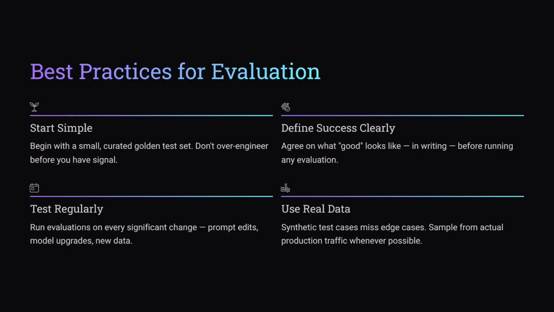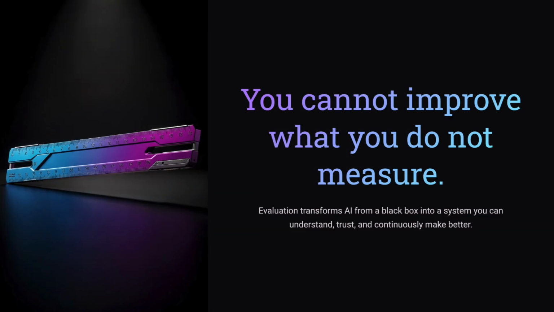Let's simplify your approach. Start small. Define success clearly. Test regularly. Use real data. Example, don't test on perfect questions. Test on messy, real-world queries. That's where systems break. Let me give you one line. If you remember nothing else, remember this. You cannot improve what you do not measure. This is the heart of this module.